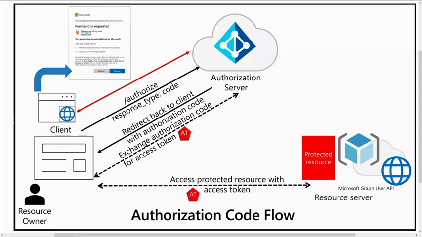So I'm going to go through this a step at a time. The first thing I'm going to go to is, it says here, client goes to the authorization server. He goes to the authorize endpoint, and response type is a code, and it redirects back with the authorization code. So I'm going to say what that means.